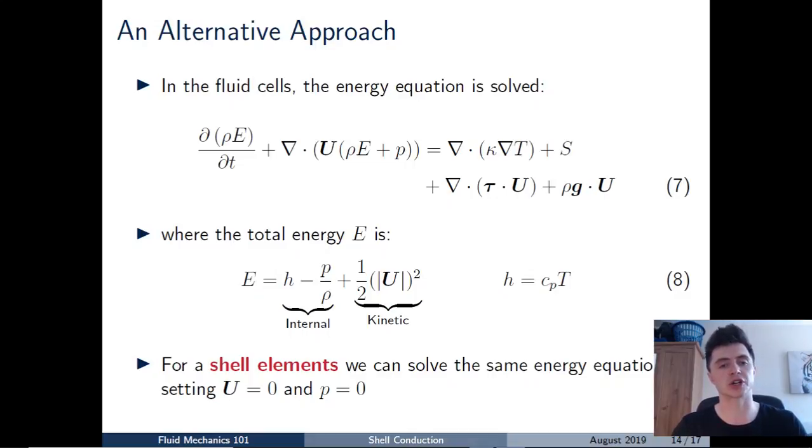But in terms of shell conduction, what we need to think of is, if we look at equation 7, which is the energy equation for fluid cells, and if we substitute in a velocity of 0, so setting u equal to 0, and a pressure P of 0, as we might expect to find in the shell elements, then we find that equation 7 quickly reduces to the shell conduction equation that we saw previously. Of course, noting that most of the terms there will disappear, the convection term will disappear, and those final two source terms on the right hand side will all disappear when u is equal to 0.